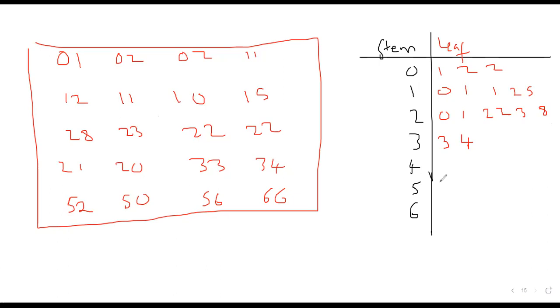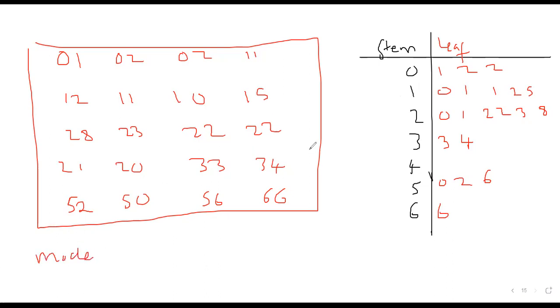there's nothing. None. You leave it blank, but it's supposed to be there. 50s: 5, 0, 5, 2, 5, 6. 60s: 6, 6. So they ask you firstly, find the mode.